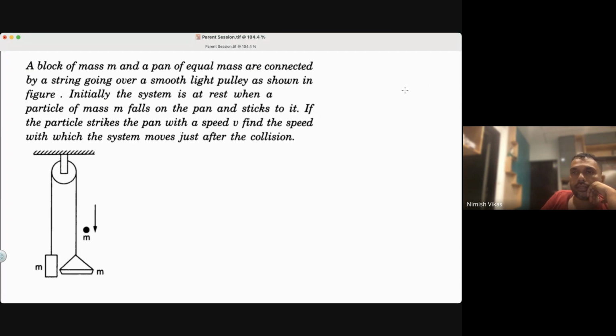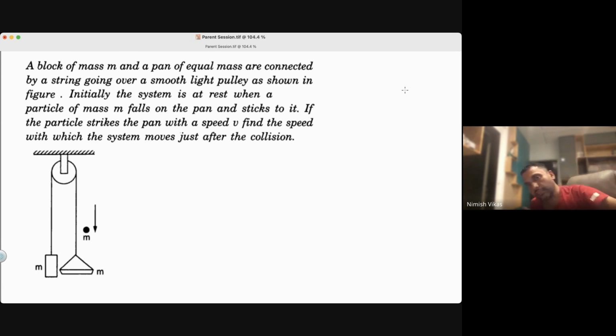Okay, I'll ask you three things over here. What is the impulse by the spherical ball? What is the impulse received by the spherical ball? What is the impulse received by the pan? And what is the impulse received by the block? Are you understanding? If you are able to do that, you are very, very good. Doing the question is virtually nothing.